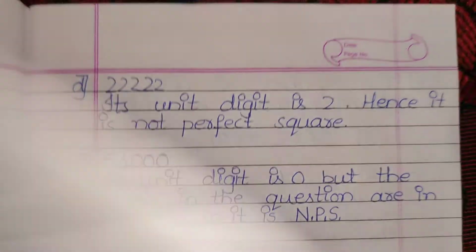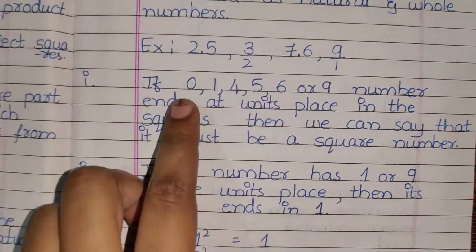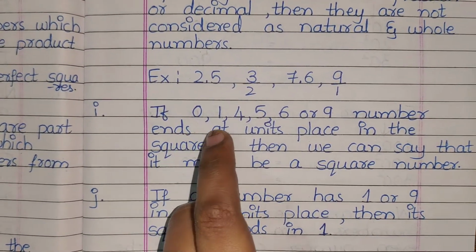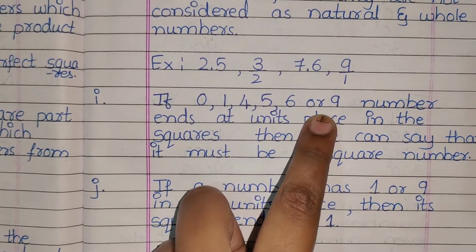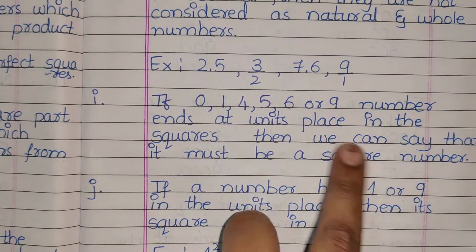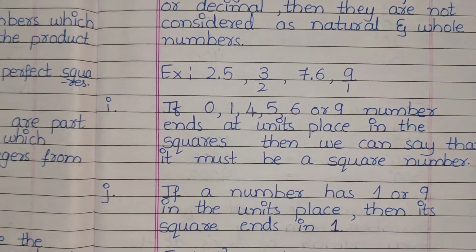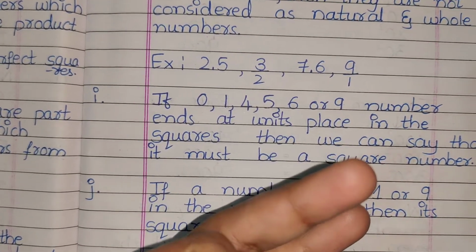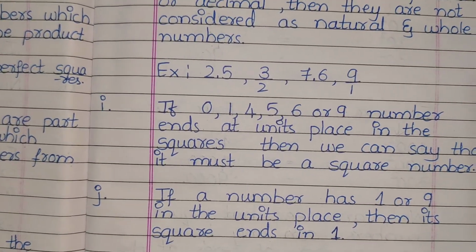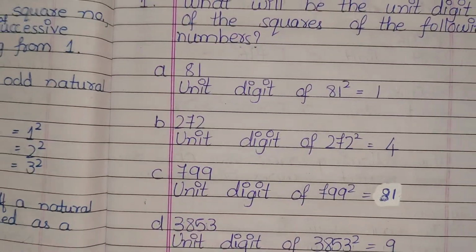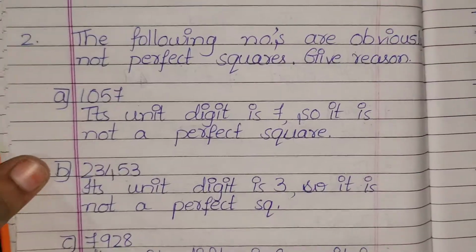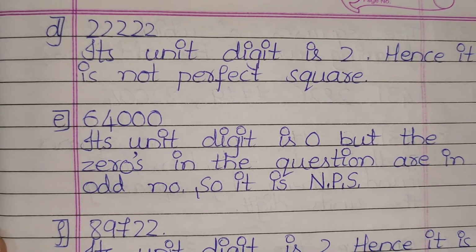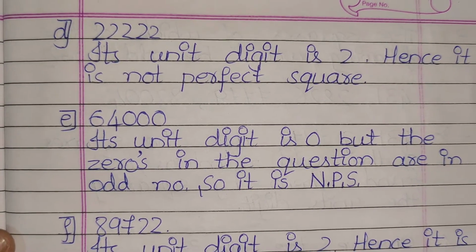Let me recall once again. If the numbers end with 0, 1, 4, 5, 6 or 9 at the units place, then it may be a perfect square, except when they end with 2, 3, 7 or 8. If these digits occur at the units place, then they are called not perfect squares. Remember 2, 3, 7, 8.